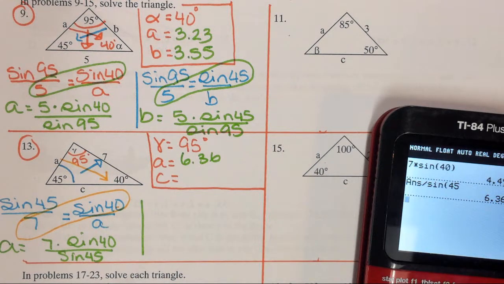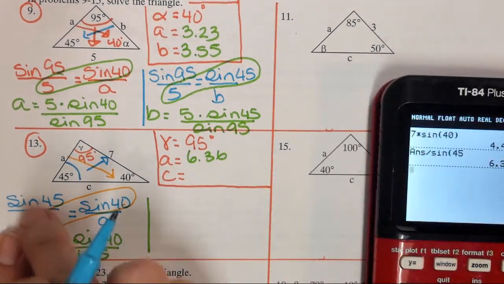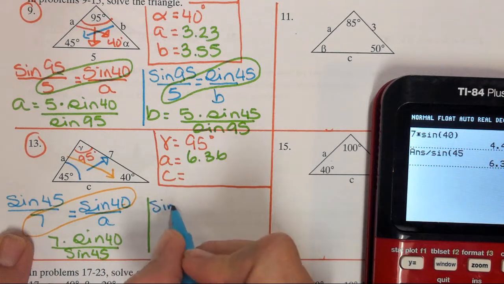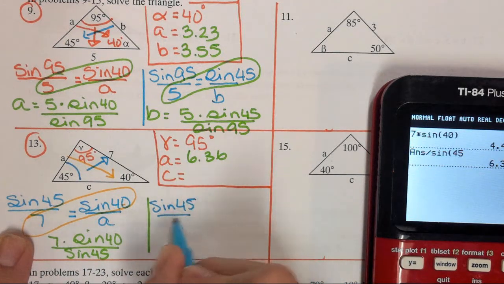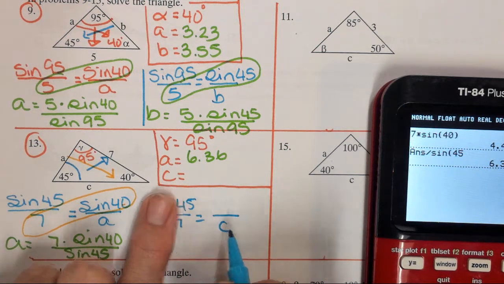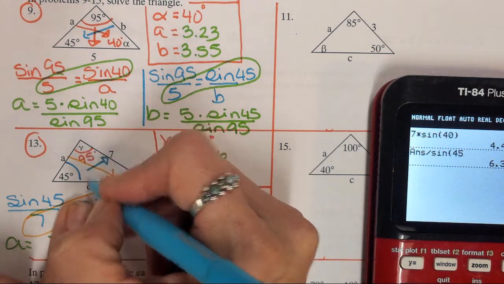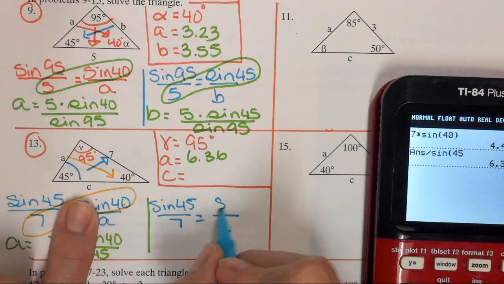I'm going to do the next ratio. This time I'm looking for C. So again, I start off with the exact same fraction. Sine of 45 over 7 is equal to, this time I'm looking for C. So I go to the C side, and what is opposite C? 95 is.